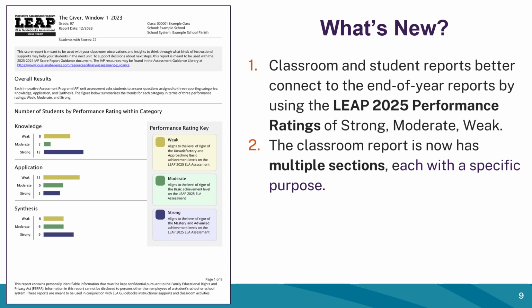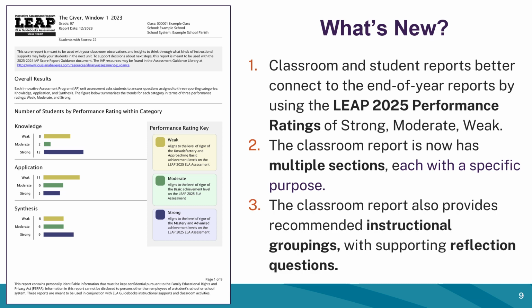Second, the classroom report is now made up of 4 sections, each of which has a specific purpose. And third and finally, the score report within the grouped roster section provides instructional groupings, specifically 3 groupings. Coupled with these groupings are questions that are meant to help educators identify potential instructional next steps.